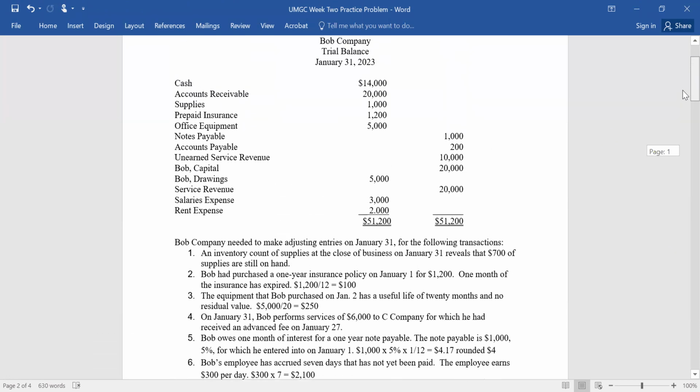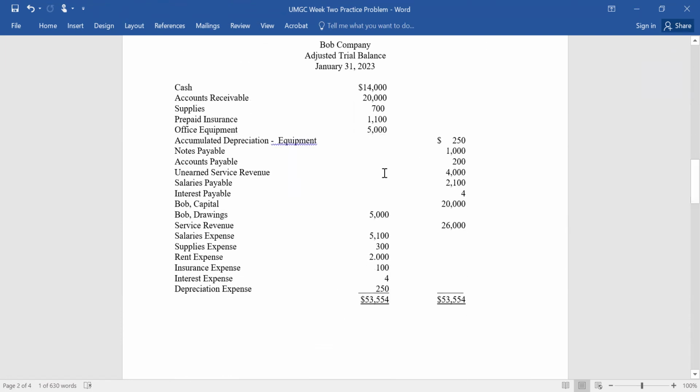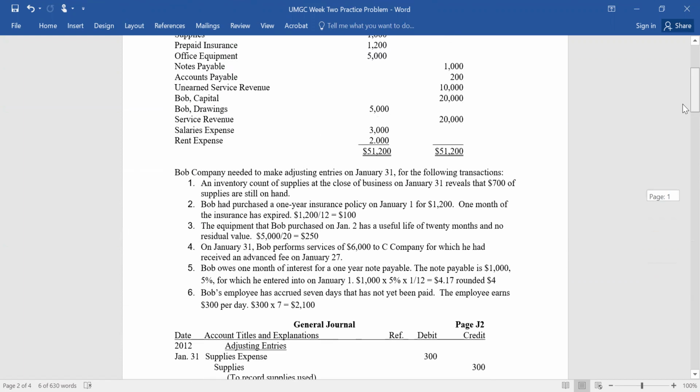Originally, I do have the office equipment of 5,000. If you look at the adjusted trial balance I would create, that office equipment does not change. It's still 5,000. However, I now have depreciation expense added of 250, and I have accumulated depreciation credited for 250 in that adjusted trial balance.